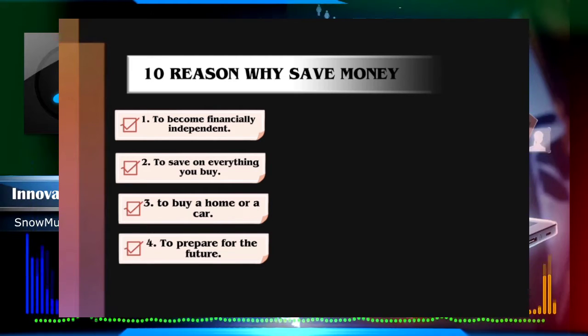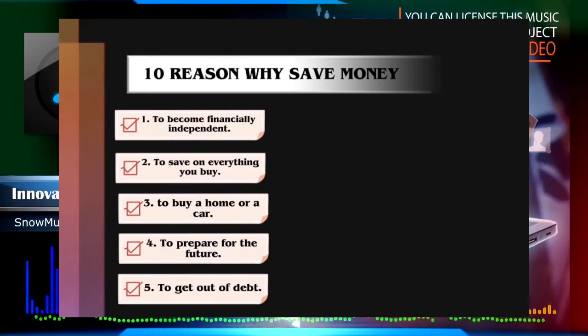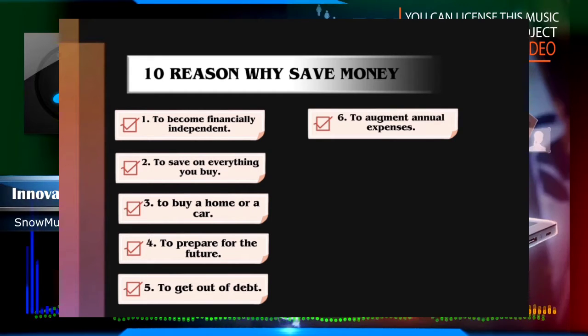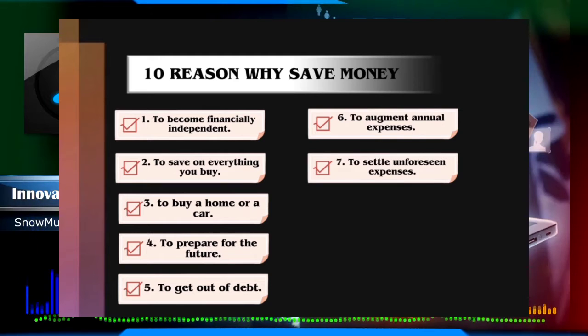Fourth, to prepare for the future. Through savings, you can be confident to face the future without worrying on how you will survive. Fifth, to get out of debt. If you want to get out of debt, you have to save money. Sixth, to augment annual expenses. In order to attain a good stress-free financial life, there is a need to save for annual expenses in advance. Seventh, to settle unforeseen expenses. Savings can respond to unforeseen expenses in times of need.